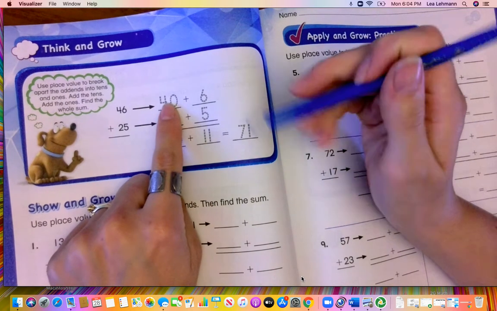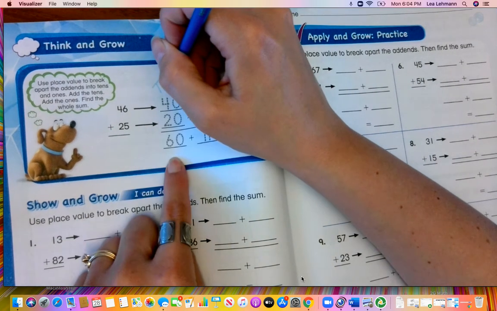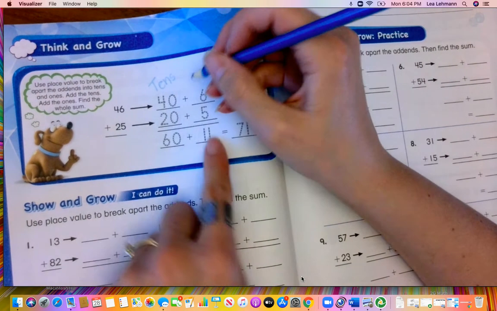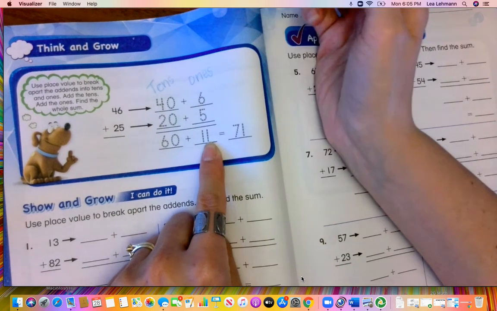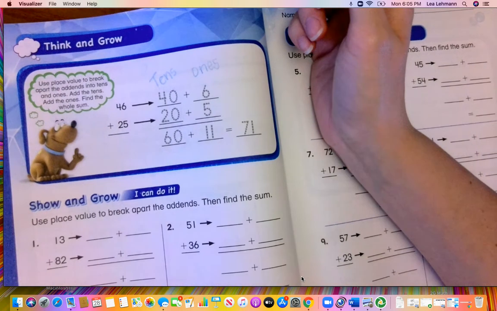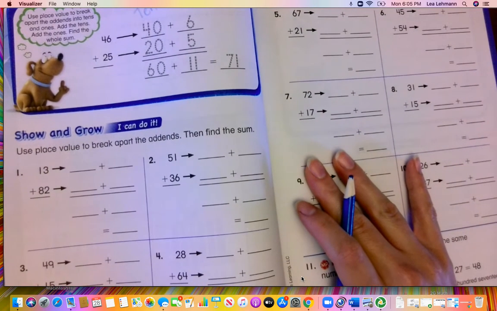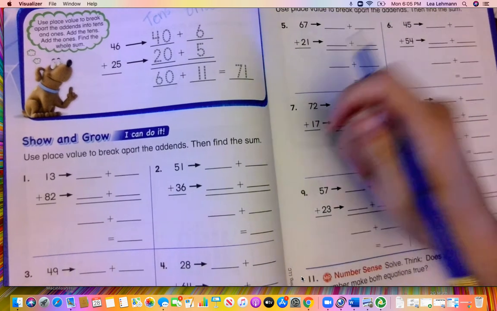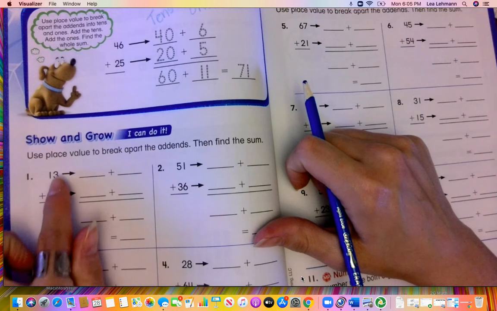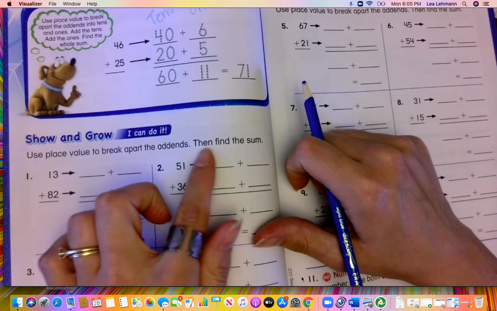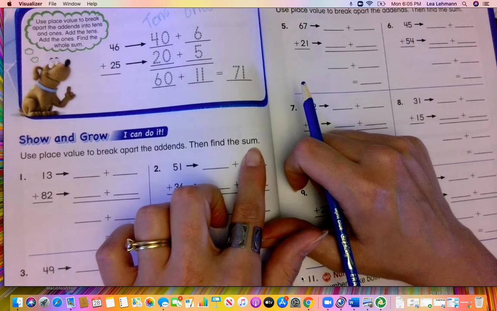See over here, this is all your tens, and these are all your ones. That's where they get their answer there. Let's try and do this together. This is a little bit different. We're breaking up our tens and our ones. It says use the place value to break apart the addends. Those are the addends when you're adding. Then find the sum. Sum is when you find the answer for addition.